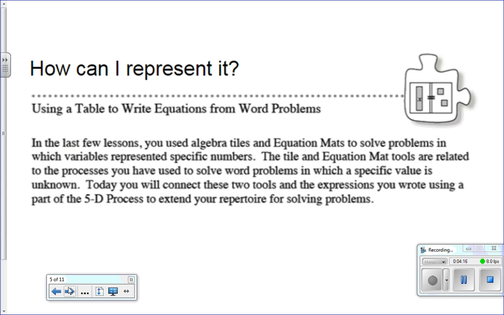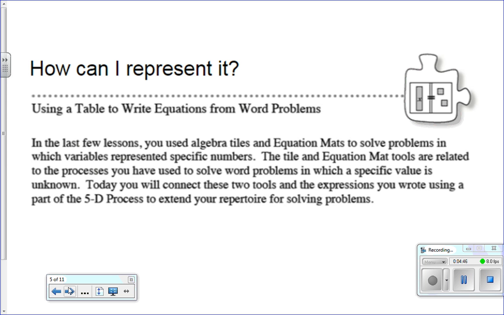All right, so I'm just going to read this. It says, using a table to write equations from word problems. In the last few lessons, you used algebra tiles and equation mats to solve problems in which variables represented specific numbers. The tile and equation mat tools are related to the processes you have used to solve word problems in which a specific value is unknown. Today you will connect these two tools and the expressions you wrote using part of the 5D process to extend your repertoire for solving problems.